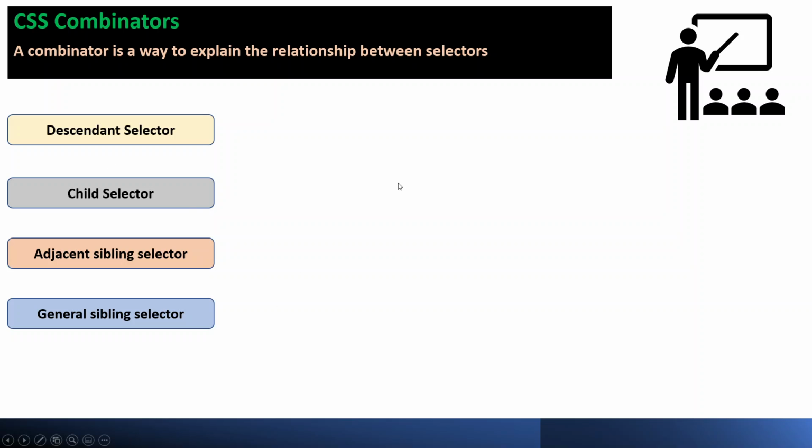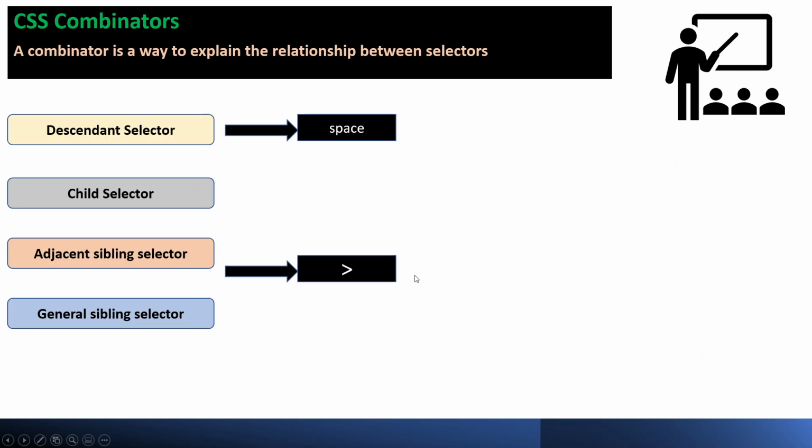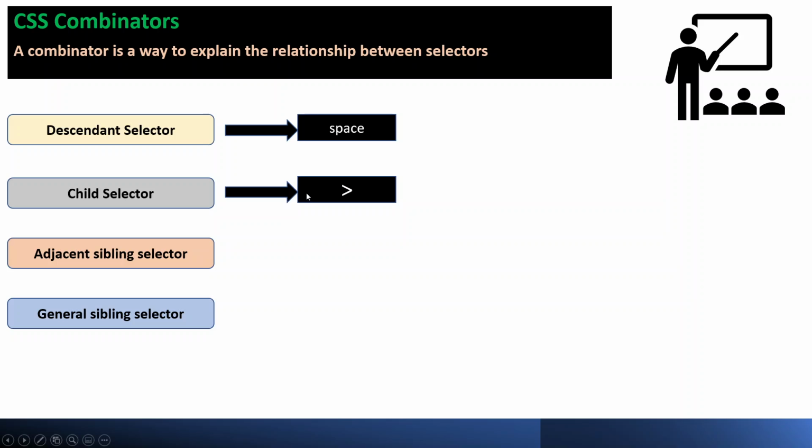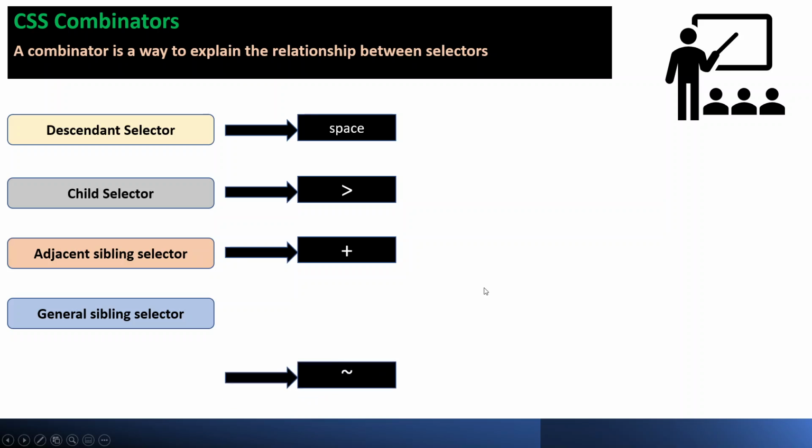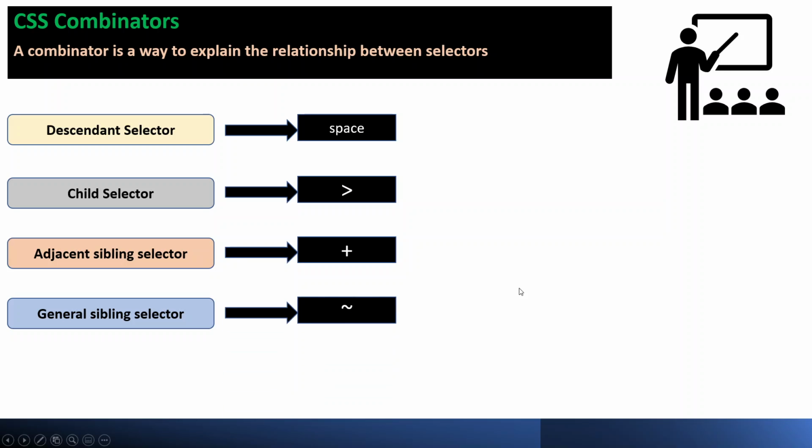The symbols are: for the descendant selector, it's just the space between the selectors. For the child selector, it's going to be the greater than sign. For the adjacent sibling selector, it's going to be the plus sign. And for the general sibling selector, it's going to be the tilde sign. So let's go to the coding and see examples of each of these.